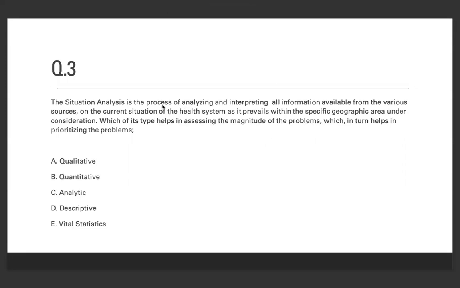Question number three. Situation analysis is the process of analyzing and interpreting all information available from the various sources on the current situation of the health system as it prevails within the specific geographic area under consideration. Which of its types helps in assessing the magnitude of the problem, which in turn helps in prioritizing the problems? Options are A, qualitative; B, quantitative; C, analytic; D, descriptive; E, vital statistics. The correct answer is D.